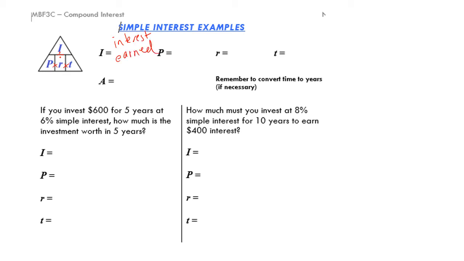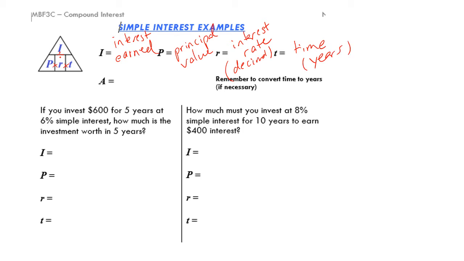earned. P stands for the principal value, which is just another word for the present value or the starting amount. R is your interest rate. And do not forget, that's as a decimal. And T is time. Always in years. And then A is your final amount or future value.